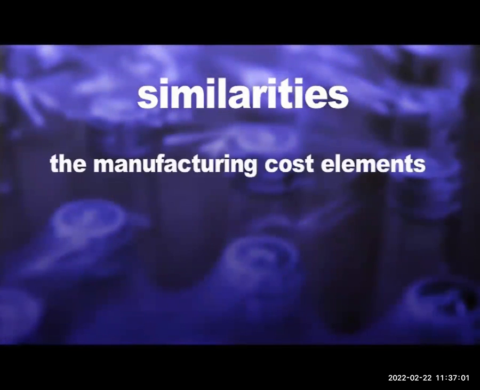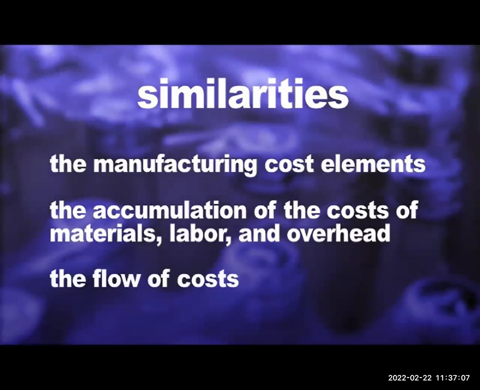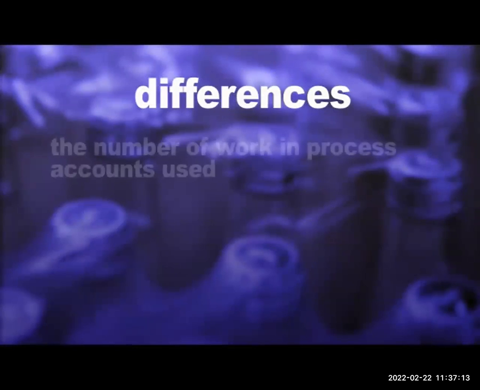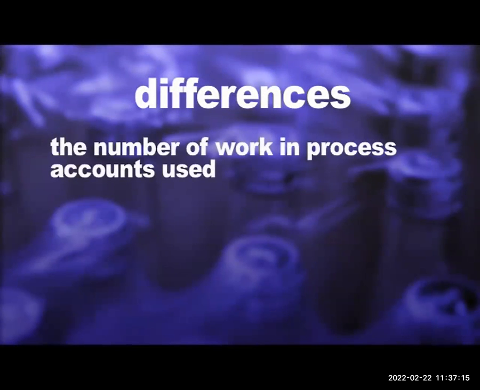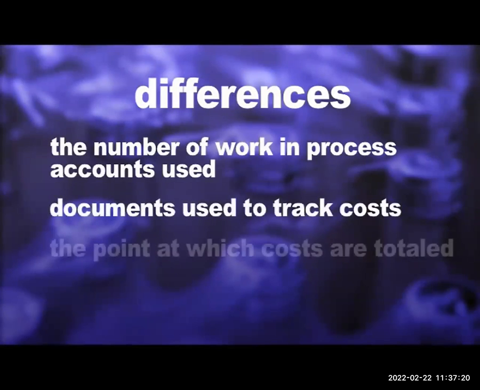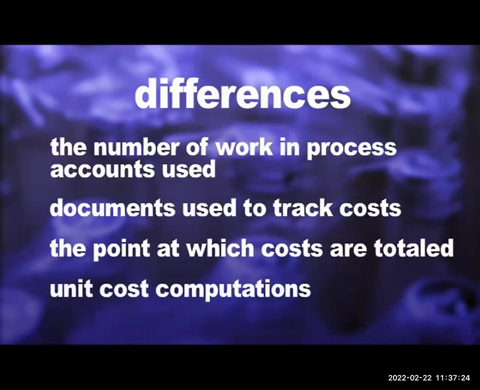Similarities between the two include that both costing systems track three manufacturing cost elements: the accumulation of the costs of materials, labor, and overhead, and the flow of costs is the same. The differences between a job order cost and a process cost system are the number of work-in-process accounts used, the documents used to track costs, the point at which costs are totaled, and unit cost computations.